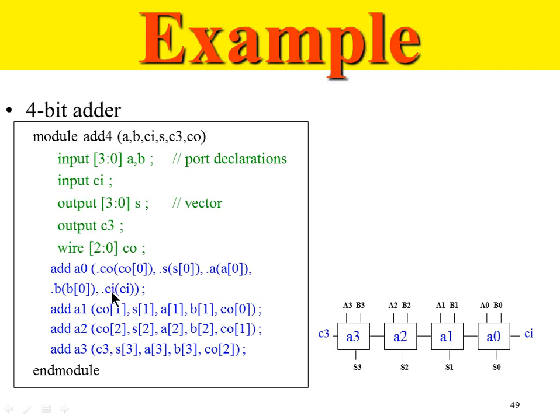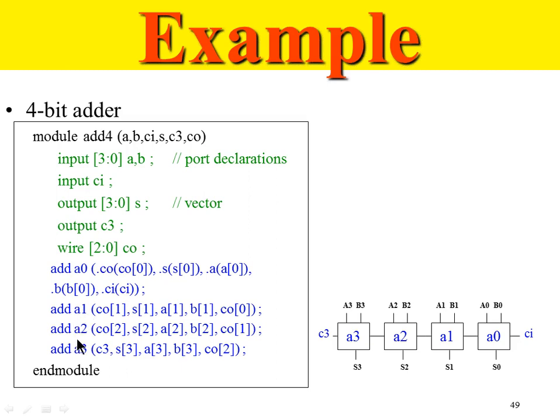If I do it this way, I can change the sequence. I can also put CI first inside the module of the add module. They are declared in this fashion: carry out is first, then sum out, then A input, then B input, and carry in. This is how they are declared. But if I use this method, formal and actual, I can change the sequence. I can put CI first, CO last, etc.